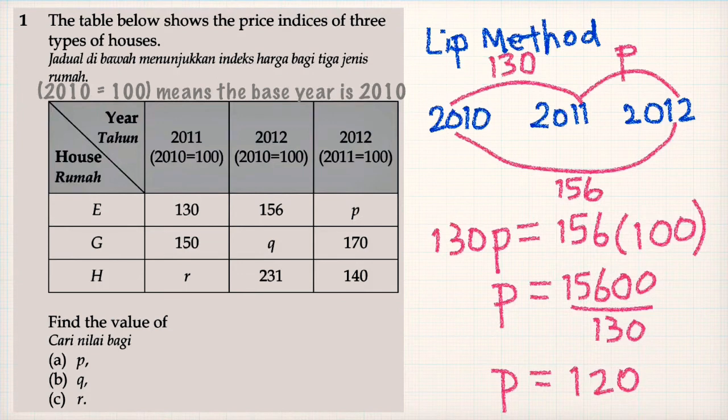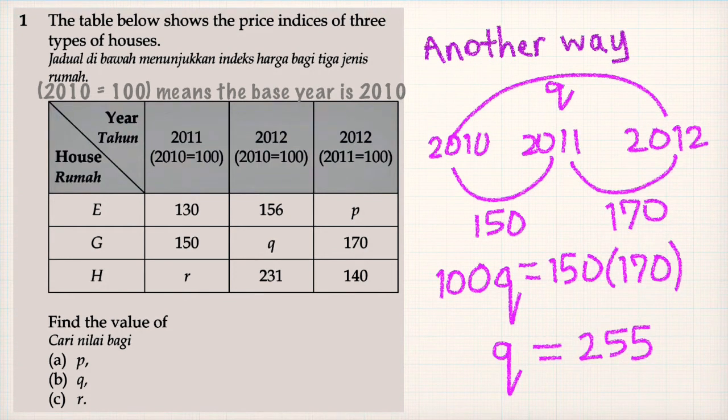When you do the calculation, the above values you just multiply, 130 times P, but the longer part of the leap, which is 156, you multiply with 100. So we have 130P equals 156 times 100, and then you divide by 130. So the final answer for the P value will be 120.